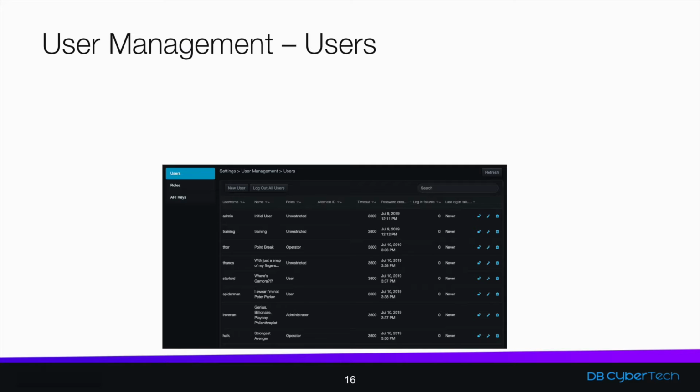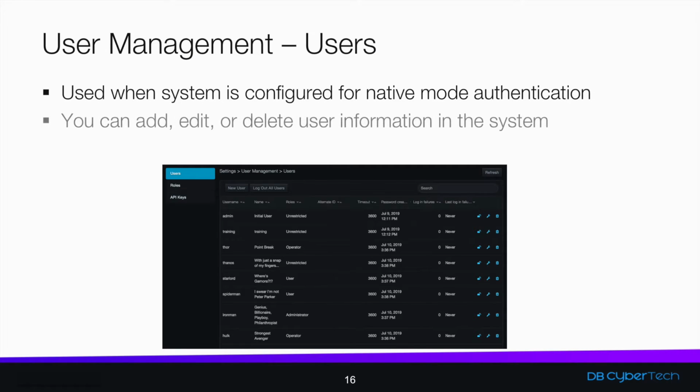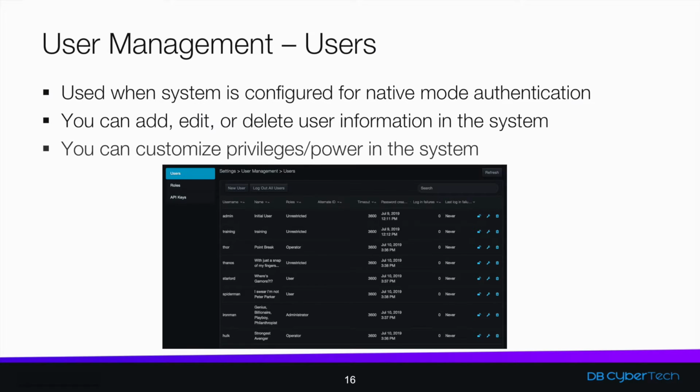Under the User Management dropdown, there are multiple tabs to customize. First is the Users. Here's where you can see all the various users that have access to the Aspecto platform when native authentication is enabled. Here you will be able to see the privileges a user has, the number of failed password attempts, as well as their session time or timeout.